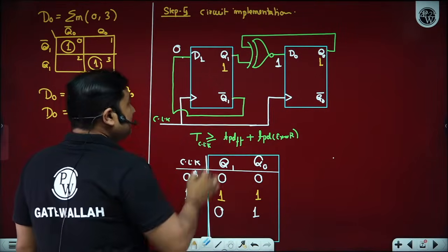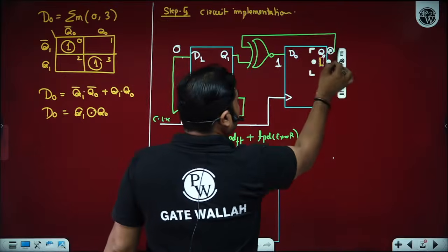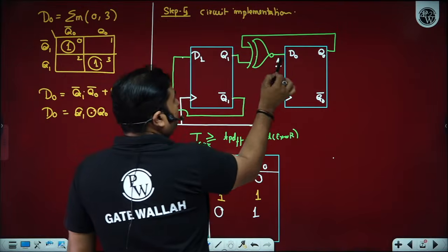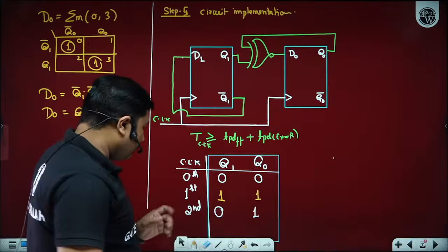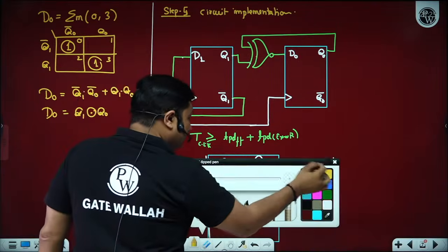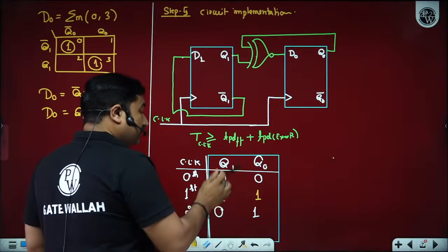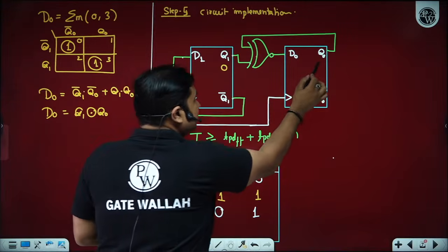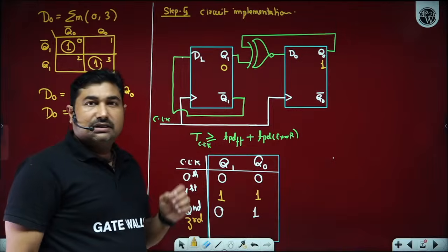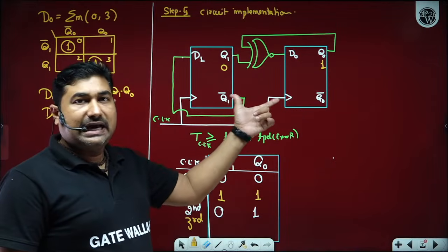Now before applying second clock pulse, first find input to the flip-flop. What is the present state? Before applying third clock pulse, first find input to the flip-flop. What is the present status after second clock pulse? 0, 1 is stored onto the latches of the D flip-flop.